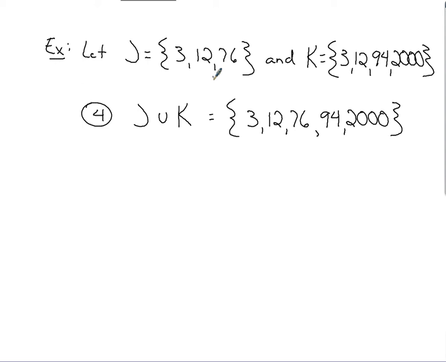The difference between a union and an intersection, so let's look at set J here intersecting with set K, is now we only want to take what's in common between the two sets. We want to see what's overlapping between the two sets. So the intersection of J and K would be a set of what's shared in common between the two sets, looks like 3 and 12, right? That's all we got.